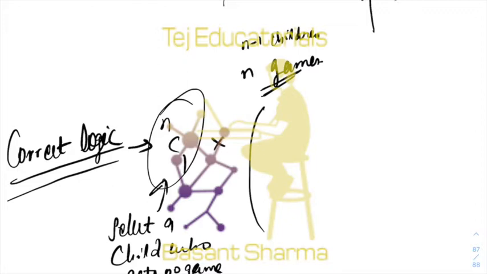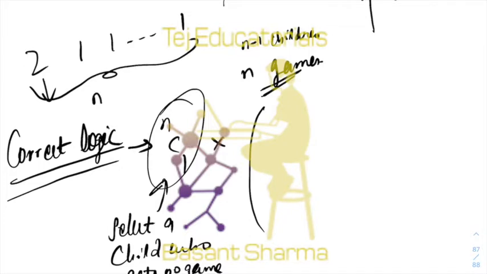So what is the possible distribution? The only possible distribution is 2, 1, 1, so on till 1. Okay, so these are n minus 1 groups. So basically what we are saying is, we have to distribute n games amongst n minus 1 children. That means we have to form n minus 1 groups. Okay, and exactly one child will get 2 games, and remaining n minus 2 children will get 1 game each. That is the only possible distribution.